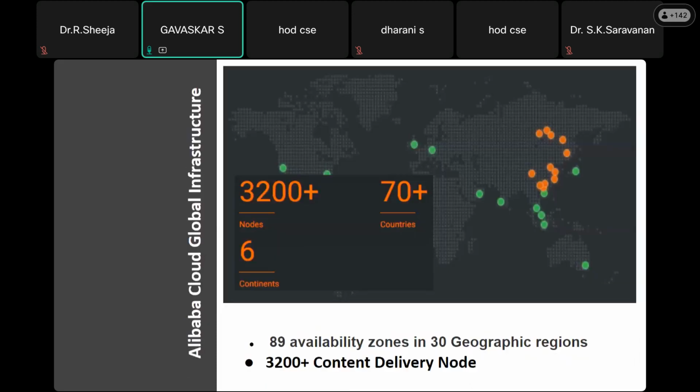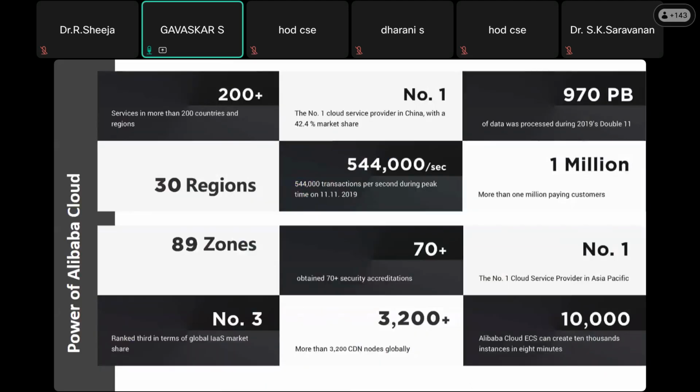Moving to the global infrastructure, you can consider any cloud service provider available in the market. They have their global infrastructures. So Alibaba Cloud has 39 availability zones and 30 geographic regions, and it has 3,200 plus content delivery nodes available across the world. Now these are some insights to know about the power of Alibaba Cloud. It has 200 plus services available in 200 plus countries all over the world. And as I mentioned previously, it is ranked number 1 in China as well as in the Asia Pacific region.